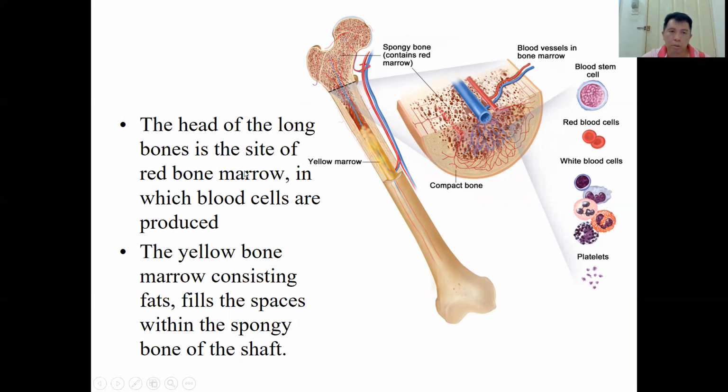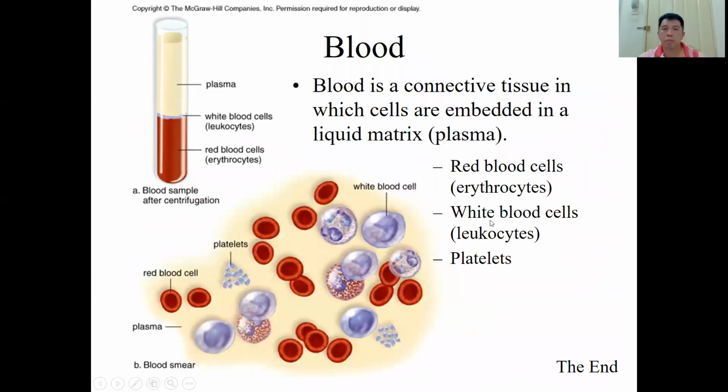Red bone marrow is used to produce blood cells, whereas at the center here is the yellow marrow. This yellow marrow consists of fat filling the space within the spongy bone of the shaft. So the red bone marrow is used to produce blood cells, and this one is used to produce fat cells.